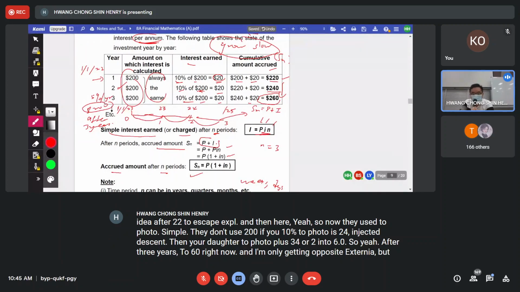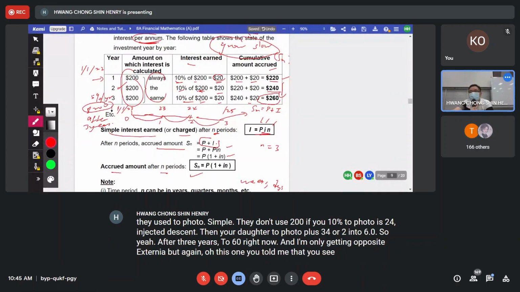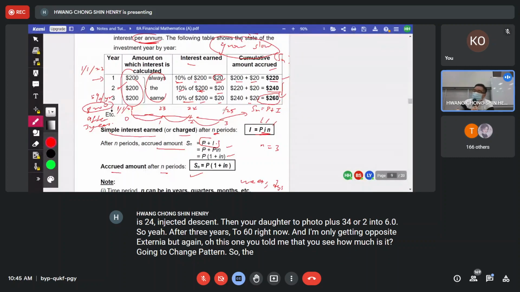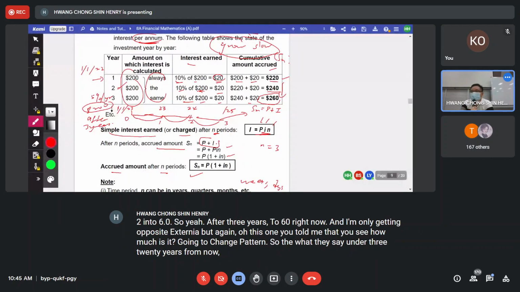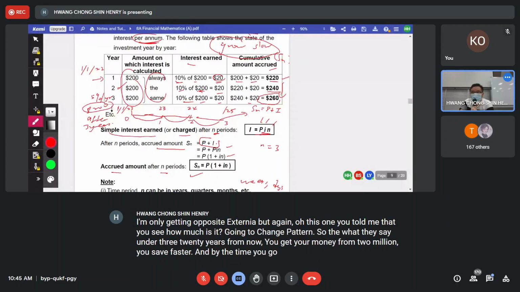But again, this one is 2 million. You see how much is the difference? Go and change times. So what do I say? 20 years from now, you get your money fast, 2 million, you save faster, and by the time you grow older, how much you earn?